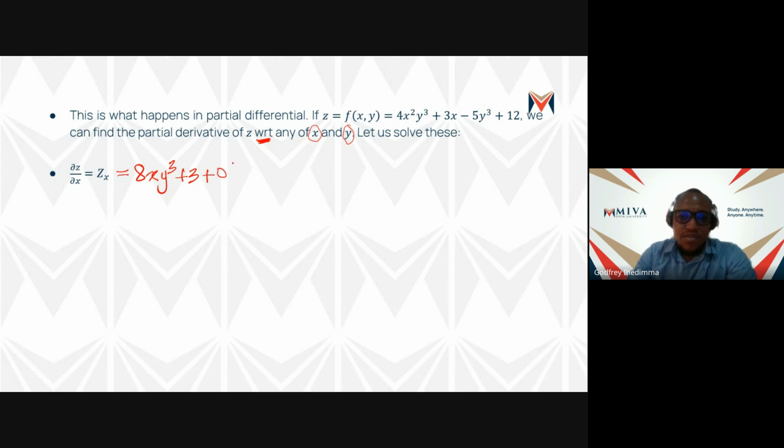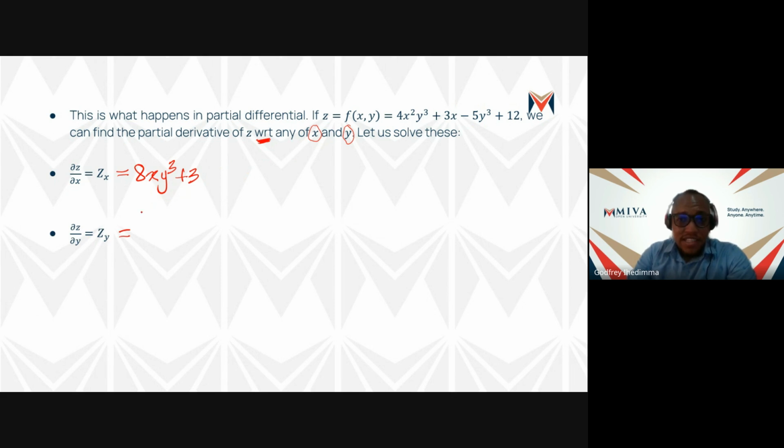This is plus 0. And then this is also another constant. The differential of a constant with respect to a variable is also 0. So from what we have here, our partial differential of z with respect to x is 8xy cubed plus 3. Now, let us differentiate z again with respect to y this time.